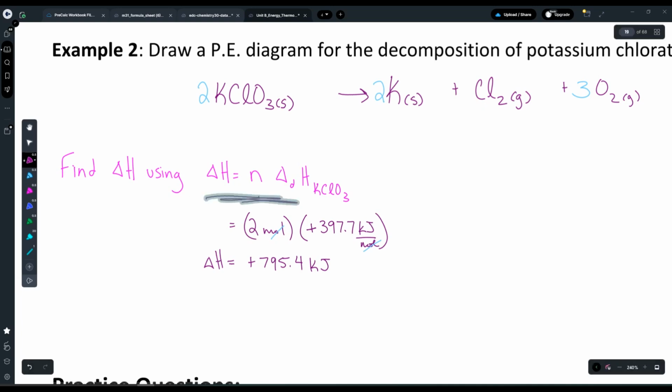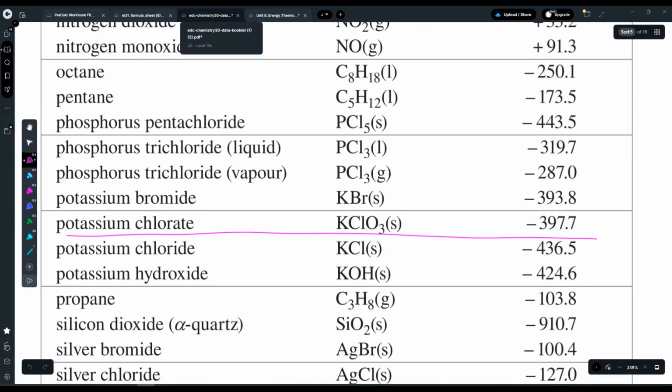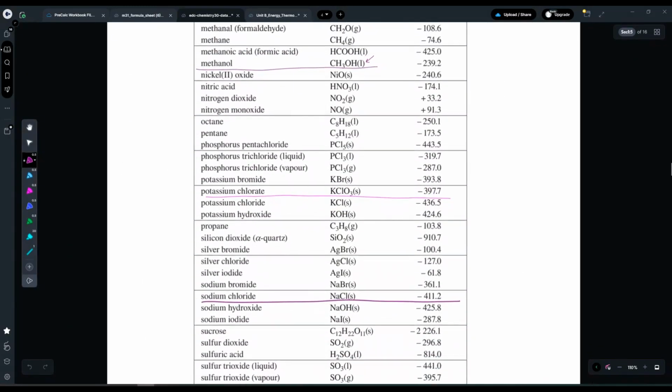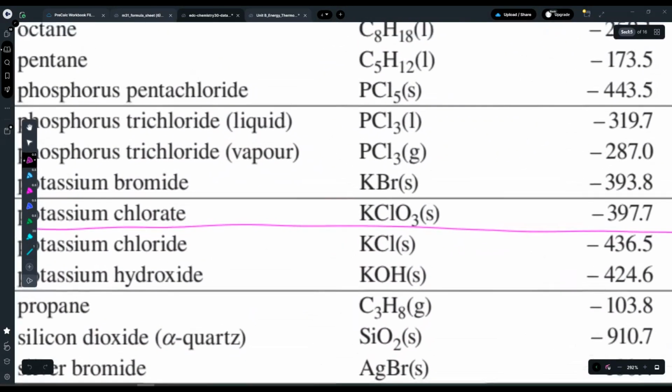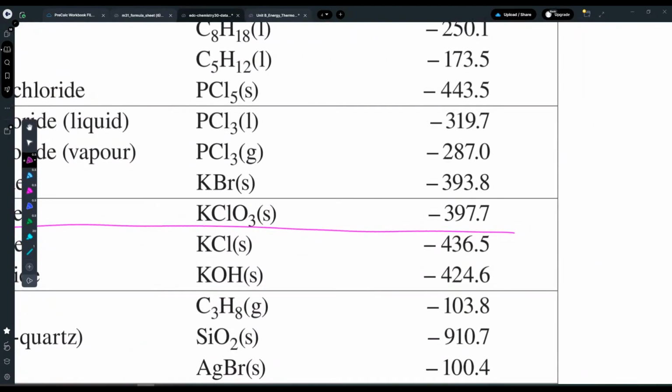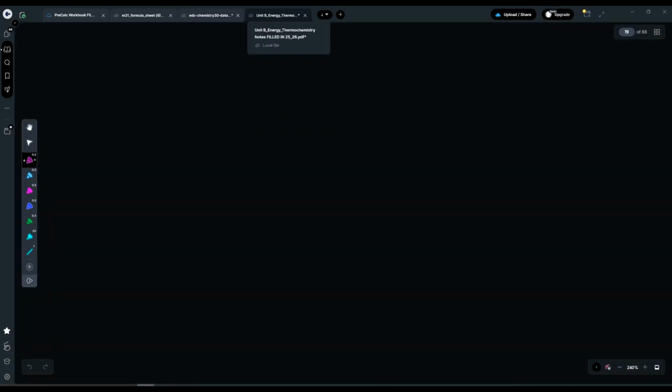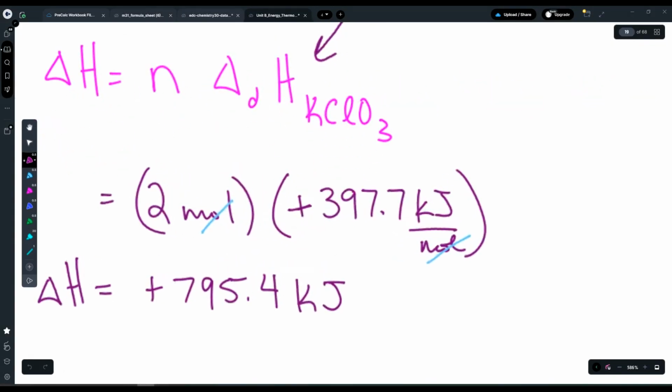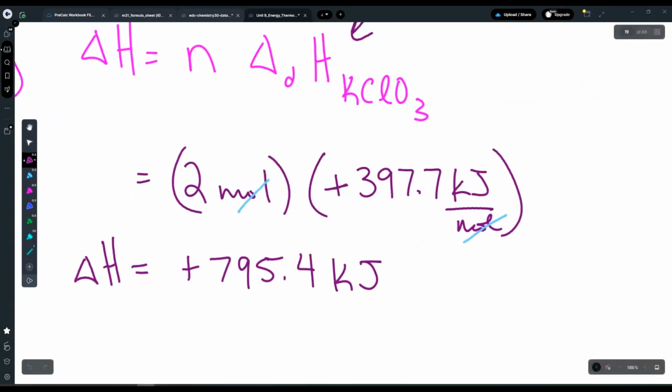Okay, so how I got the value for the molar enthalpy of decomposition for potassium chlorate is I went to my data booklet, page 5 of it, and I found potassium chlorate here. Keep in mind page 4 and 5 are the molar enthalpies of formation. Now, since decomposition is the opposite process of formation reactions, we need to take this sign and flip it from a negative to a positive. So that's how I got positive 397.7 kilojoules per mole.